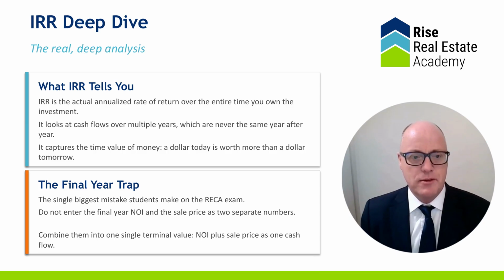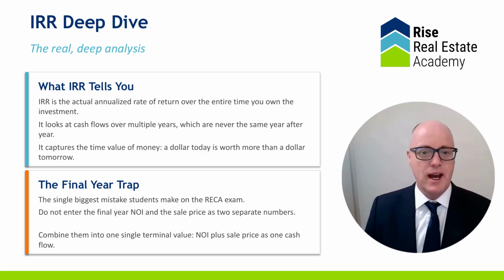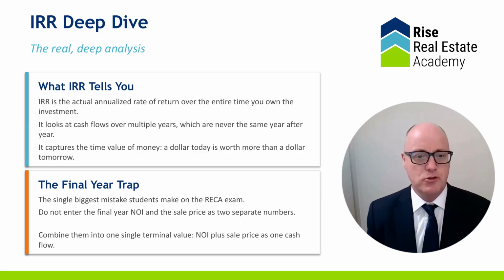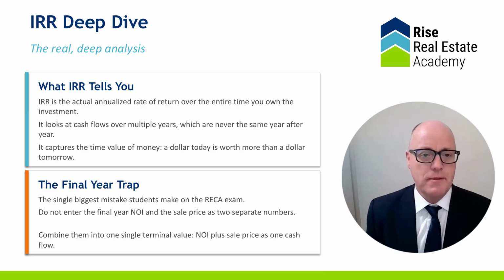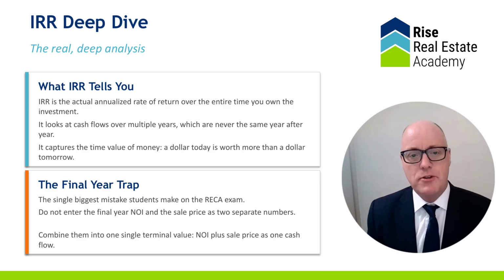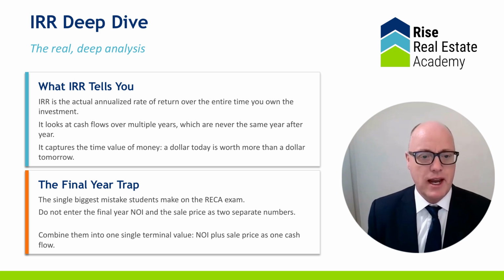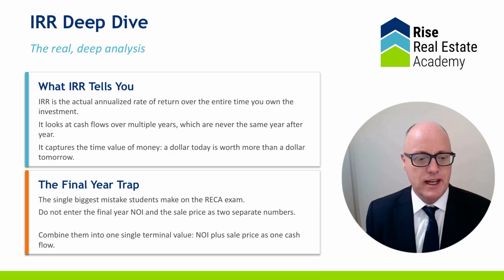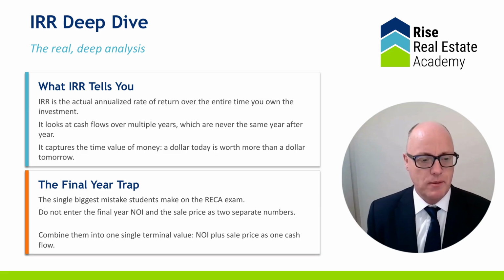But here is the key. This is probably the single biggest trap for students on the RECA exam. When you are calculating IRR, there is one mistake that trips people up time and time again. So many students get to the final year and enter the cash flows as two separate numbers, the NOI and the sale price. That is absolutely wrong. The cash flow for that final year must be a single combined number. You take the NOI and add the sale price to get what we call the terminal value.